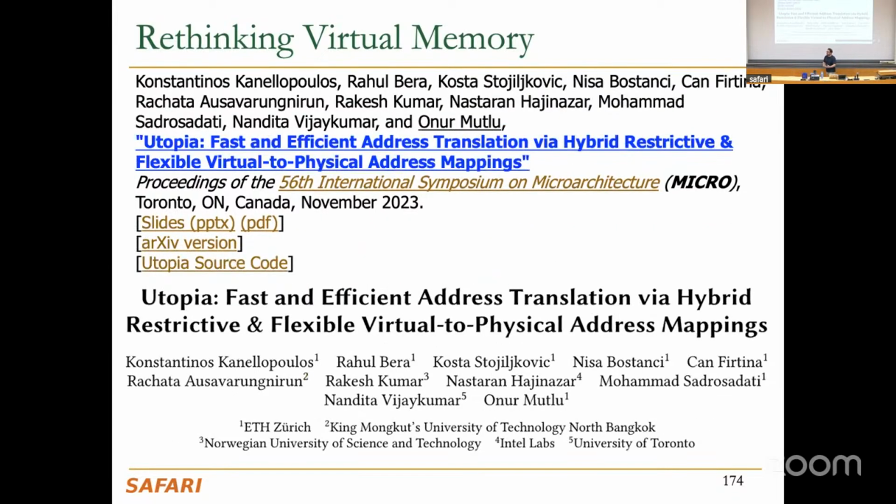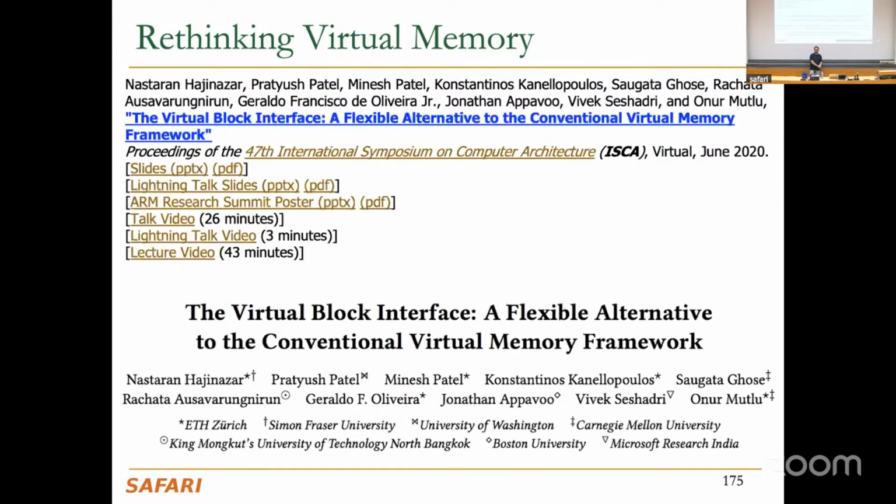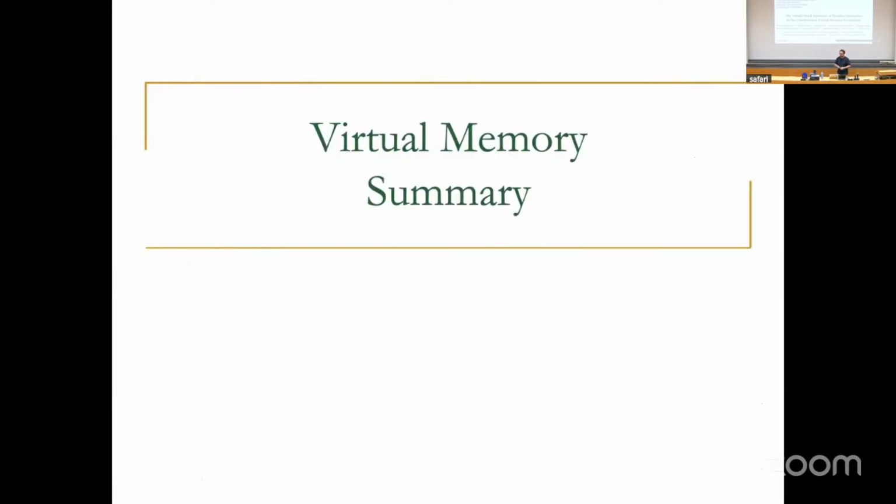We also published another work where we show that placing a virtual page anywhere in the physical memory is not very helpful, and it would be good if we establish a more restrictive mapping so that we can do address translation faster. And this is a bigger work where we show that we need to completely rethink the virtual memory subsystem in order to alleviate its overheads.